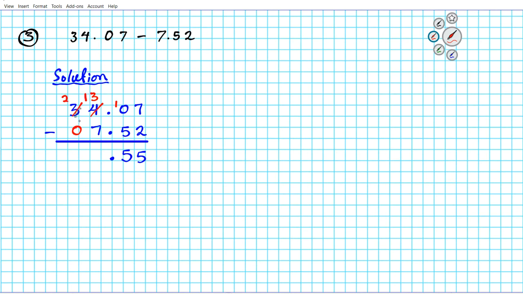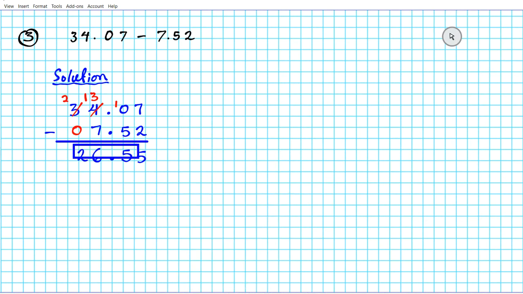Okay, so if you borrow 1 from the tens place and it goes to the ones place, that 1 becomes a 10, all right? Because 10 ones moves you over to the next place value. So now 13 minus 7. Now you can do that because 13 is bigger than 7. And that's 6. And then 2 minus 0 is just 2. So our answer is 26.55.